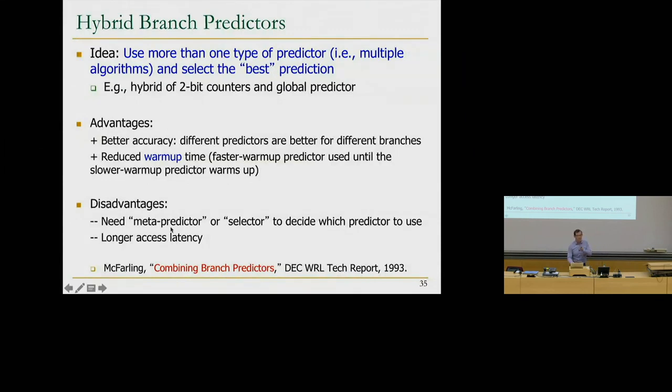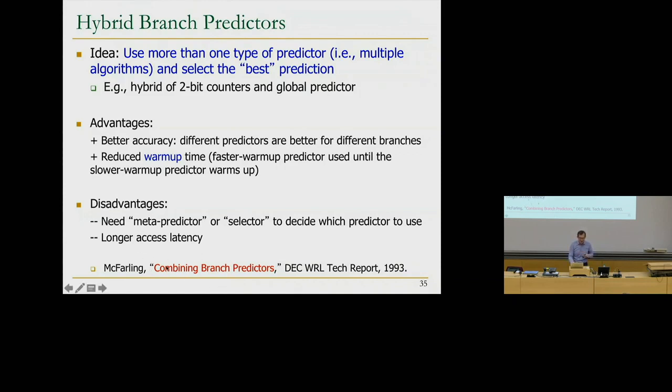But you also need a meta predictor, as your colleague mentioned, was curious about, or a selector to decide which predictor to use. Now, to be able to decide which predictor to use, you need to make another prediction, right? That's why people think this is actually a very fascinating topic, and it's not easy to actually design these predictors. Of course, this also leads to longer access latency.